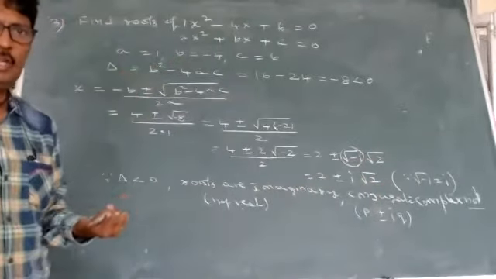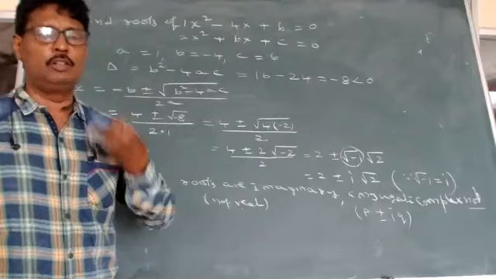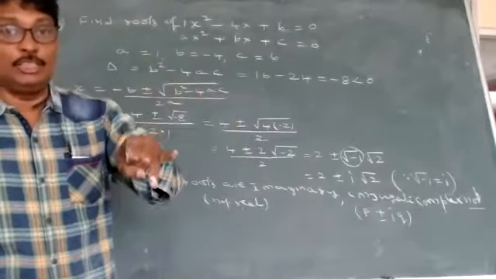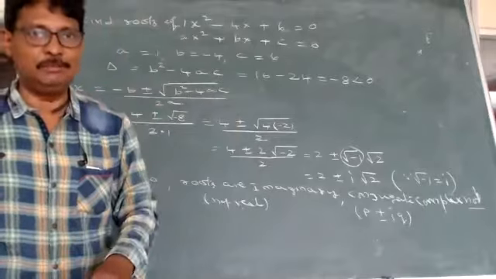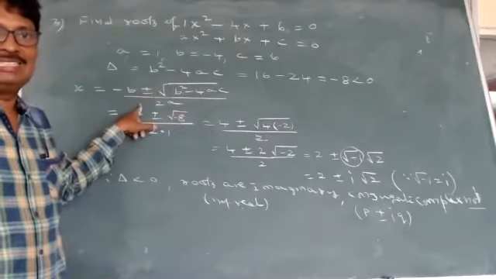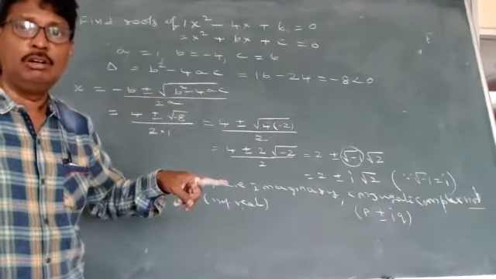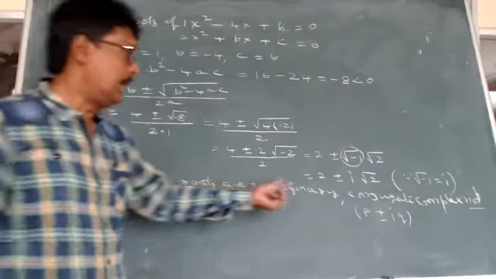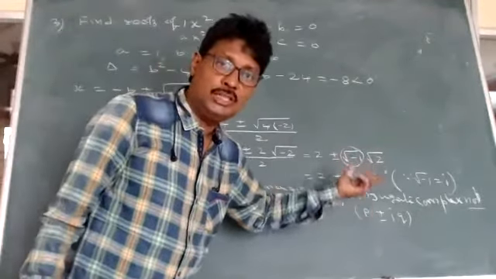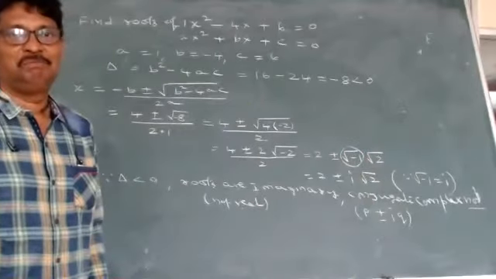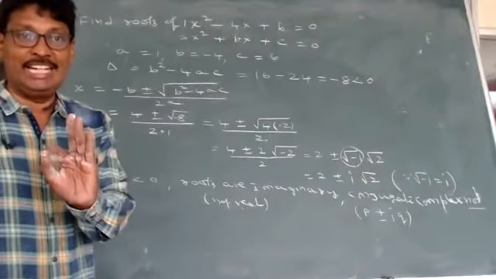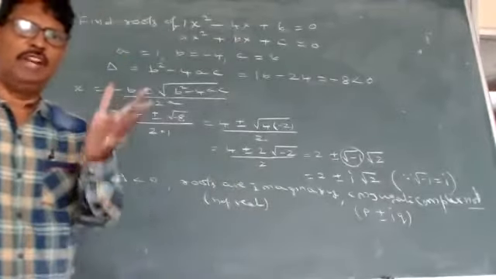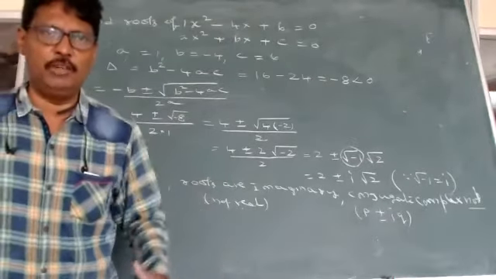So in the first problem we discussed delta equal to 0, the roots are real and equal. In the second problem we discussed delta greater than 0, the roots are real and distinct. And in the third problem we discussed if delta is less than 0, the roots are imaginary. Particularly you can say the roots are also conjugate complex roots. By remembering these three conditions, we can, without finding the roots, just find the value of delta.